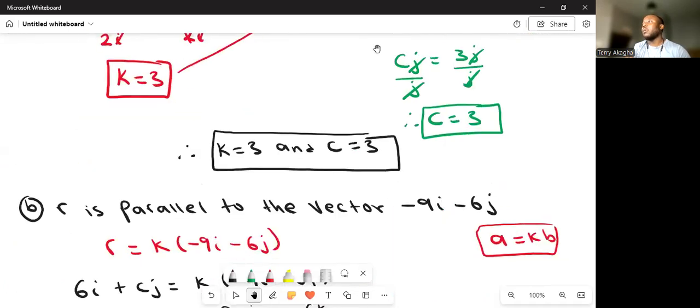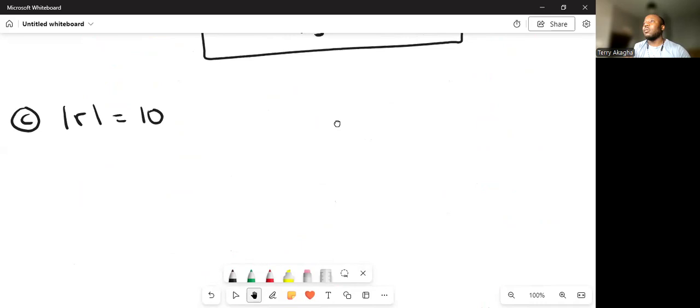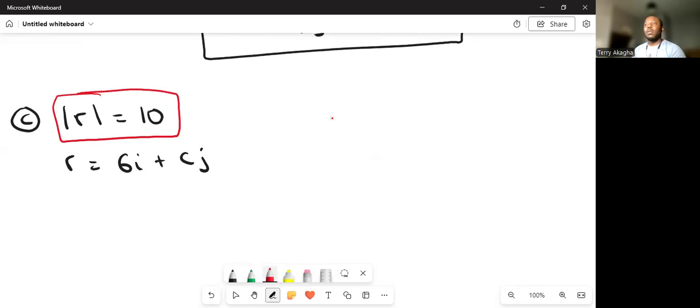So we know that R was equal to 6i plus cj. All right, good. But we're told that the magnitude of R is equal to 10. So the first thing we need to do is to find the magnitude of R. The magnitude of R is going to be equal to the square root of 6 squared plus c squared. And we're now told that this value is equal to 10. Are you seeing it?